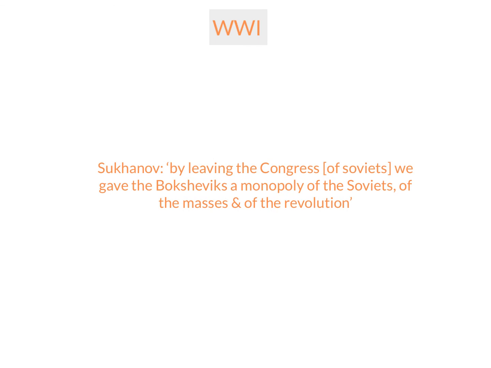Sukhanov, who's one of the Mensheviks, looks back on this decision and is really disappointed that he took it. Obviously, this is all in hindsight, but he actually says, by leaving the Congress of Soviets, we gave the Bolsheviks a monopoly of the Soviets, of the masses, and of the revolution. So he knows, looking back, that when they made that decision to leave the Soviets, they basically handed control to the Bolsheviks. Some of the SRs stayed, some of them left, and the Congress of Soviets basically elect a government. And surprise, surprise, the head of that government is Lenin.